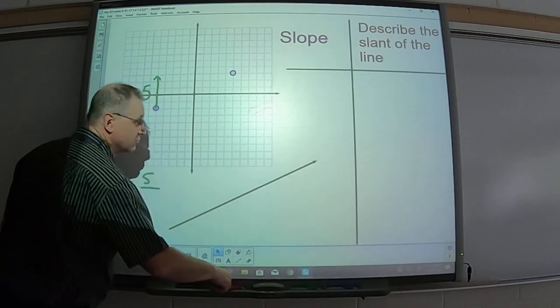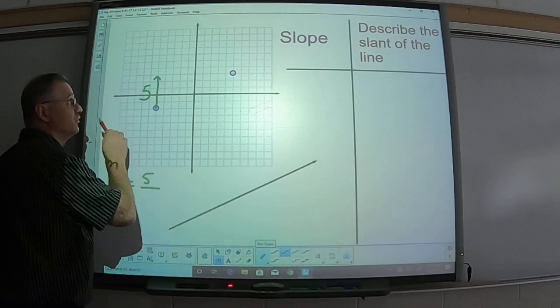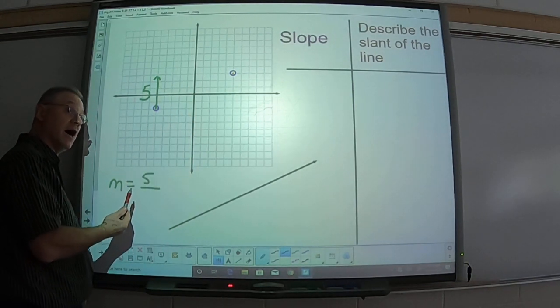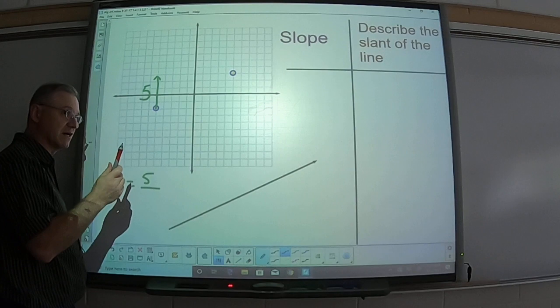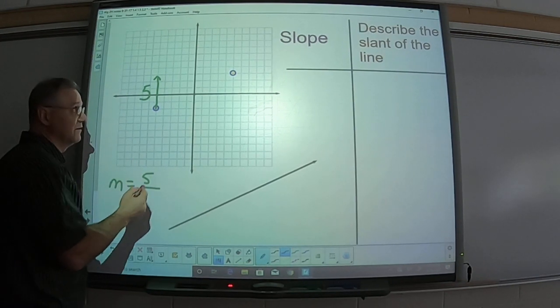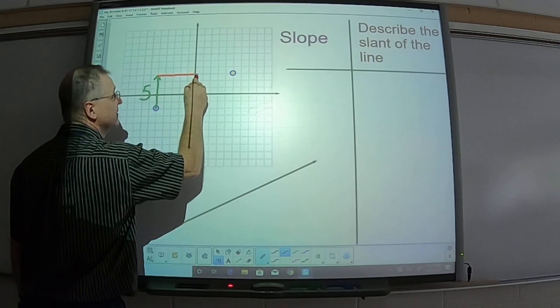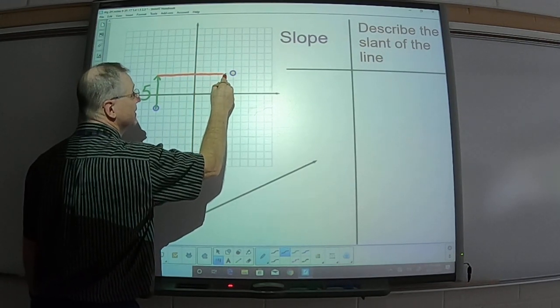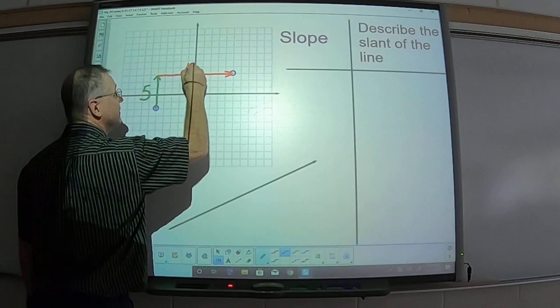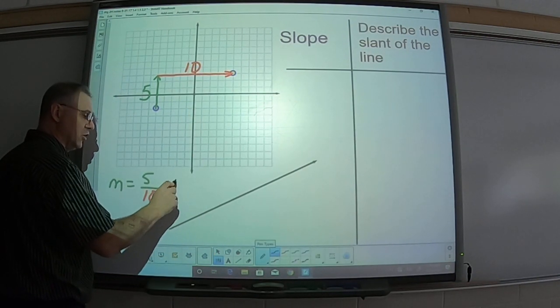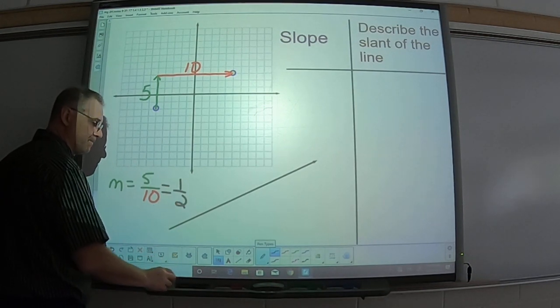Now I'm going to have to count the left-right movement, and this goes to the right, which is a positive direction. Oh, up is also a positive direction. The reverse is negative. So 1, 2, 3, 4, 5, 6, 7, 8, 9, 10. So that's a positive 10. That leaves me with a slope of 1/2.